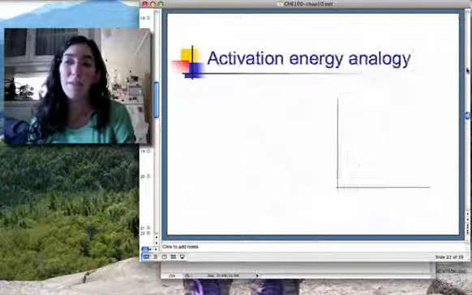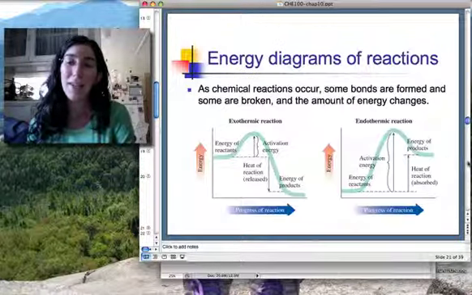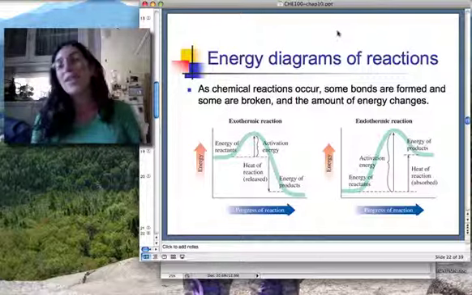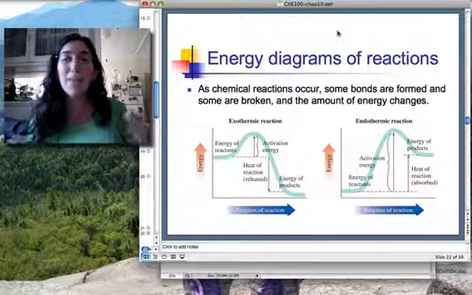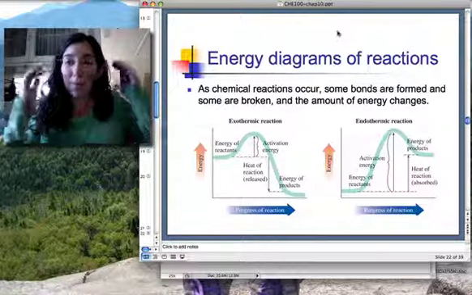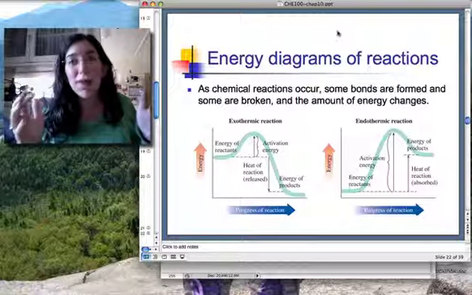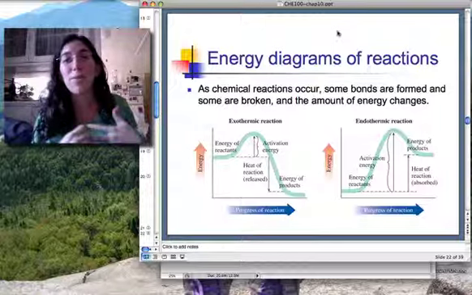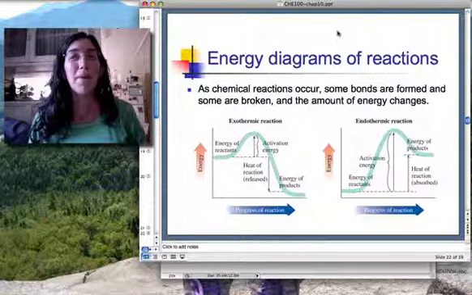So that was going to be this slide here, sort of that analogy. And in a later slide, I'll show you chemically, if we could zoom in on the molecules themselves, what that transition state actually looks like as some bonds are breaking and some bonds are forming.